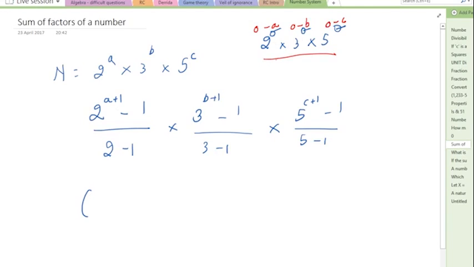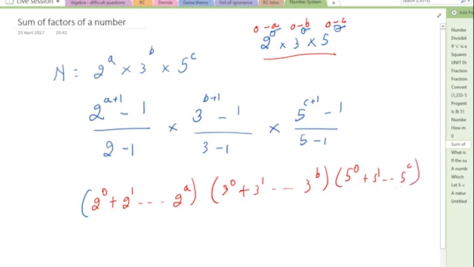So the way to get all these combinations and the sum of all these combinations is this way. You do 2 to the power 0 plus 2 to the power 1 till 2 to the power A. Same with 3 to the power 0 plus till 3 to the power B, and 5 to the power 0 plus 5 to the power 1 till 5 to the power C. And when you multiply, you will get all the combinations. So when these get multiplied, 0, 0, 0, 0, 1, 0, 0, 2, 0, 1, 0, 0, and so on, you'll get all the factors here. So the summation of this will be the sum of all the factors.